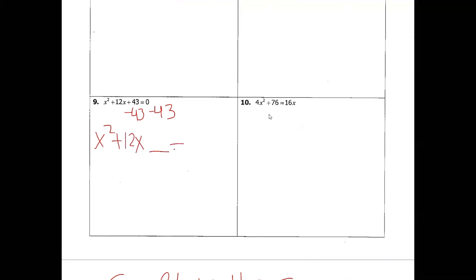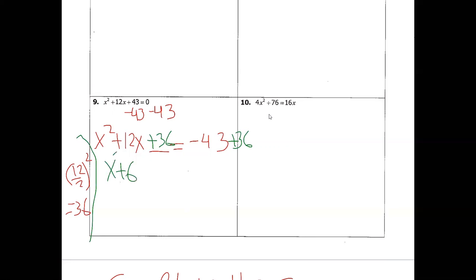I'll leave a little bit of space. So you want to complete your square. Half of 12 is 6, and 6 squared is 36. I'm going to add that to both sides. What multiplies to 36 and adds up to 12? Well, that would be 6 and 6. Negative 43 plus 36 would be -7.